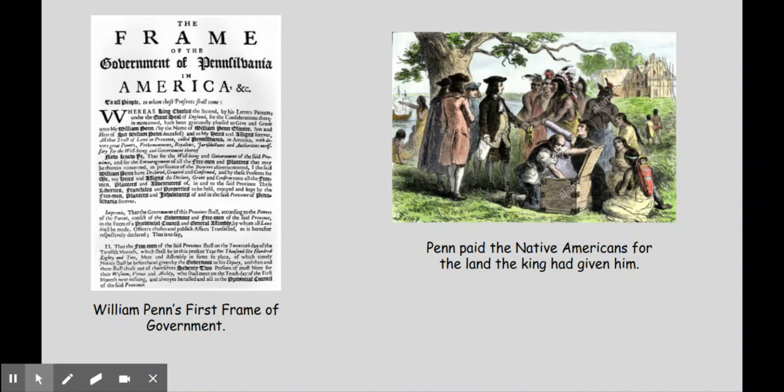Another interesting fact about William Penn is that even though the king had granted him the charter for his colony, he still paid the Native Americans for the land. In fact, the Quakers and the Native Americans maintained friendly relations for many years.